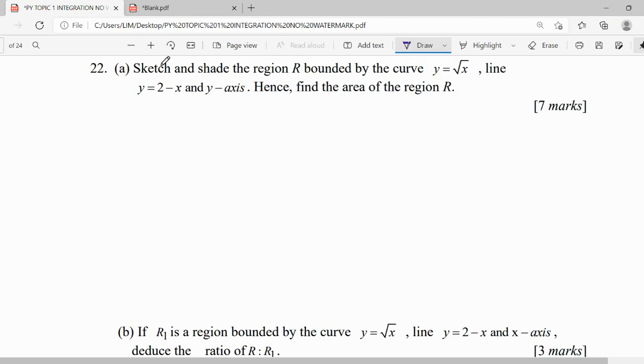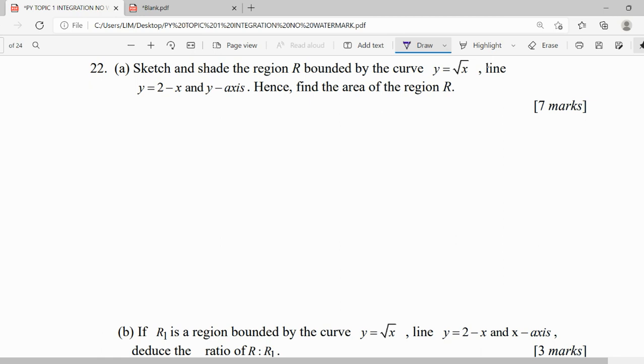Okay, so for question 22, they need us to sketch and shade the region bounded by our square root function, a linear function and the y-axis. So find out this region first, and then hence calculate its area. Finding this area means calculating its area. So we have to draw it out. Normally for area and volume, we need to draw out the graph, then only can we see clearly which part they will ask us to find.